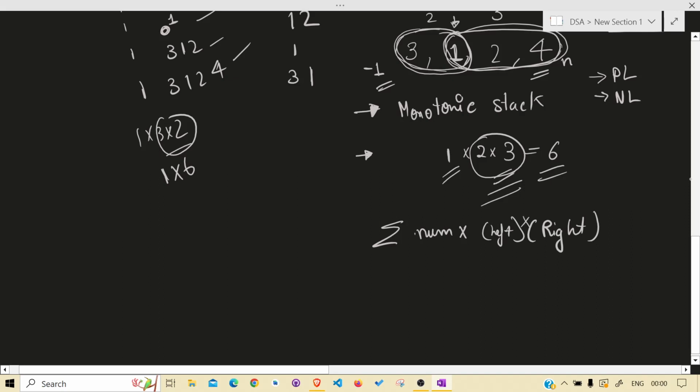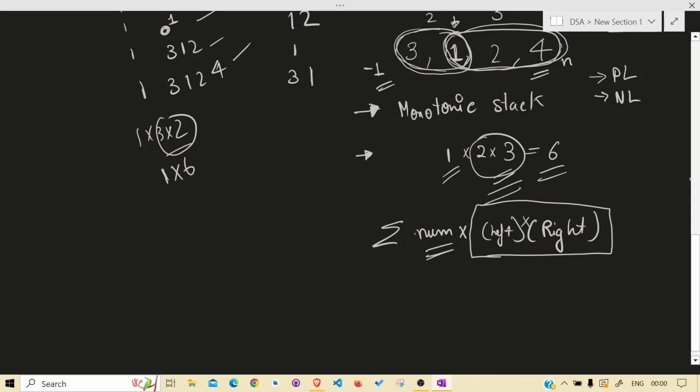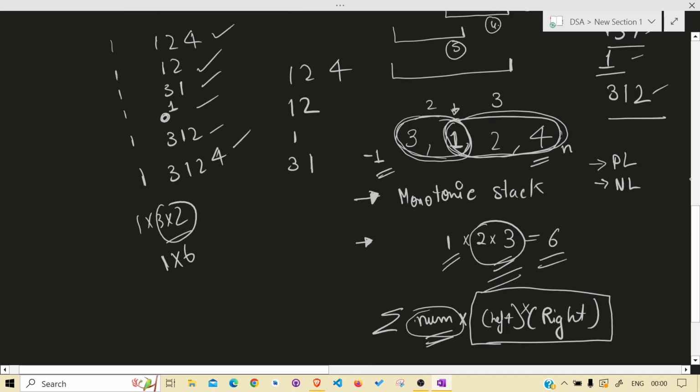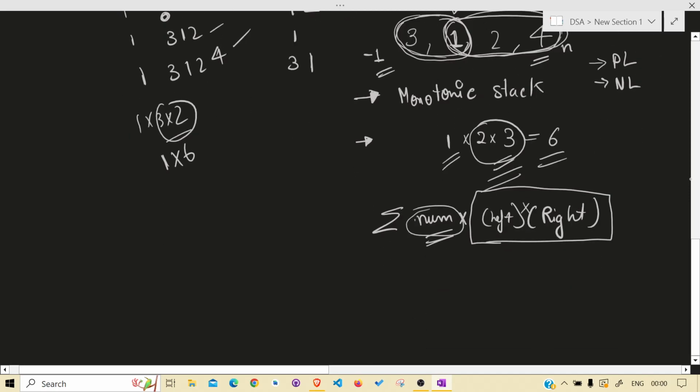This is basically we are calculating the contribution of that number using this intuition. The left, right, just multiply with the number this many times. This was the minimum. So I hope you get what I'm talking about. Let's summarize it.